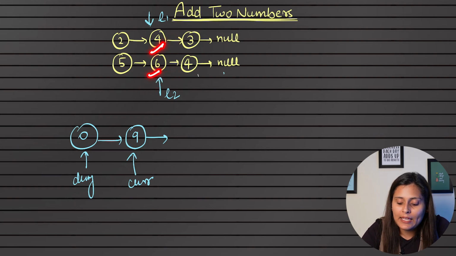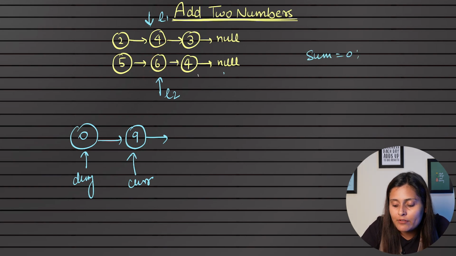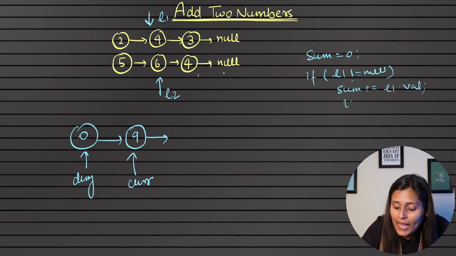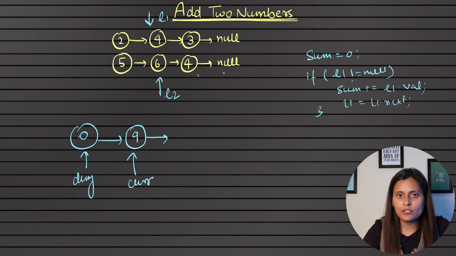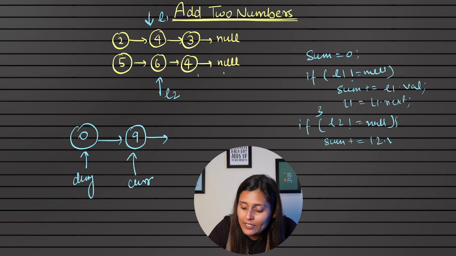It might happen that any one of these becomes null, and then we can't use L1 dot value. So we can say we'll start our sum from 0. If L1 is not null, then in the sum just add L1 dot value and move L1 to L1 dot next, correct. So only if it is true will it happen. Similarly, if L2 is not null, then in the summation just add L2 dot value and move L2 ahead to L2 dot next. Very simple.